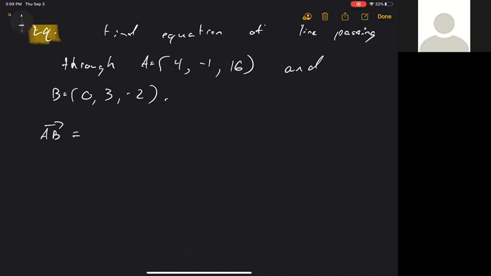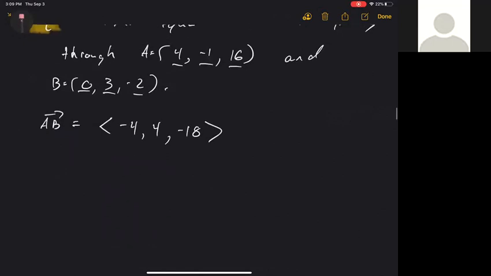What are the components of this vector? It'd be 0 minus 4, so -4. 3 minus -1, so +4. -2 minus 16, so -18. So I got my parallel vector.